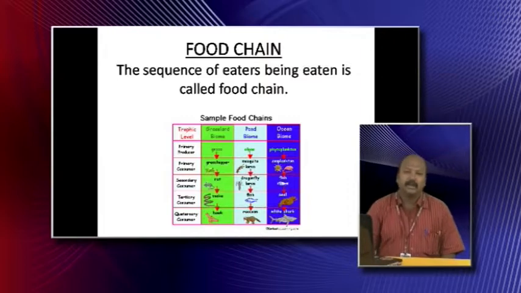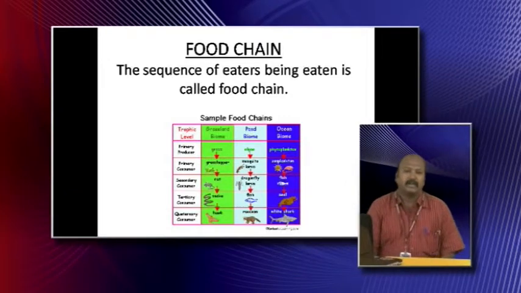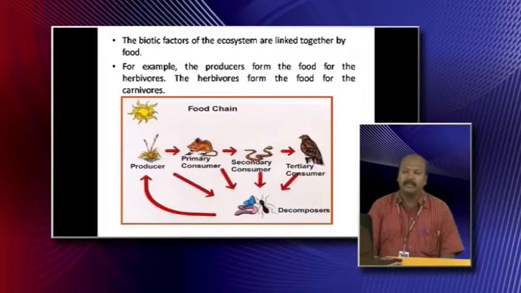Then the biotic factors of the ecosystem are linked together by food. For example, producers farm the food for the herbivores. Herbivores farm the food for the carnivores. Here we have an example of a food chain. See, the plant is producing energy from the sun, which is devoured by the herbivore, that is the mouse, which will be devoured by the snake and the eagle in a chain form. It's called a food chain.